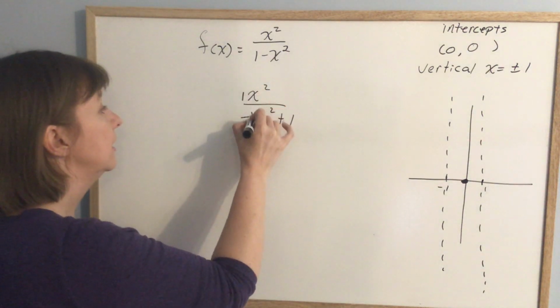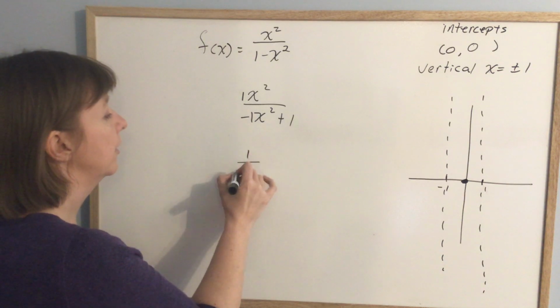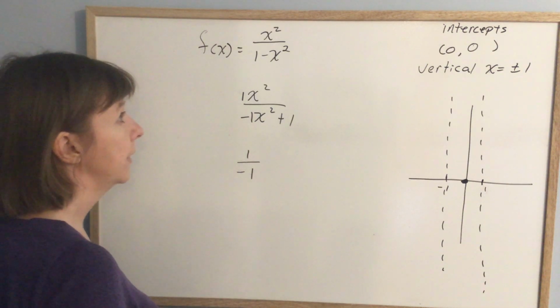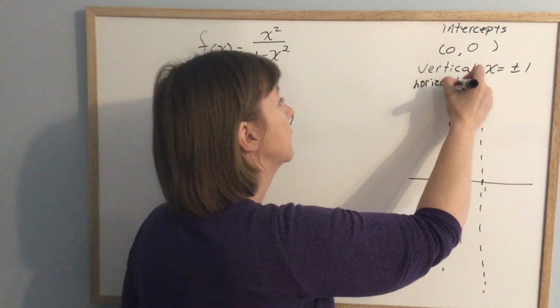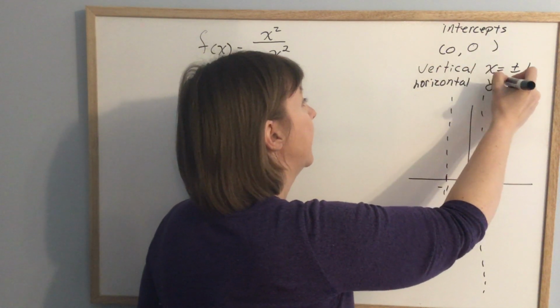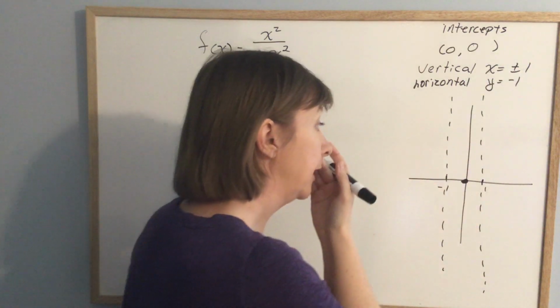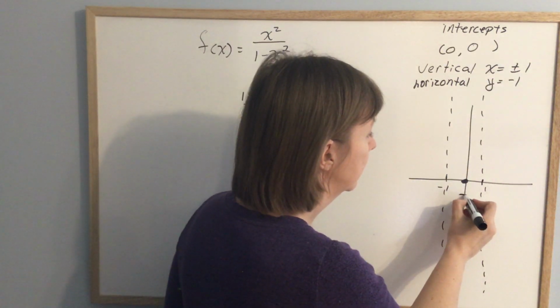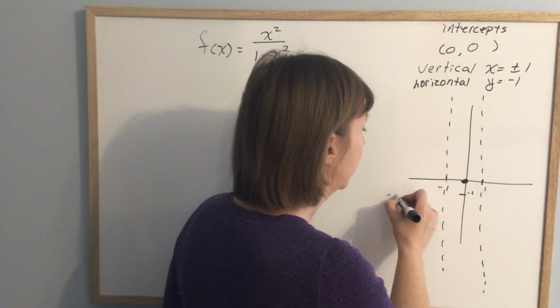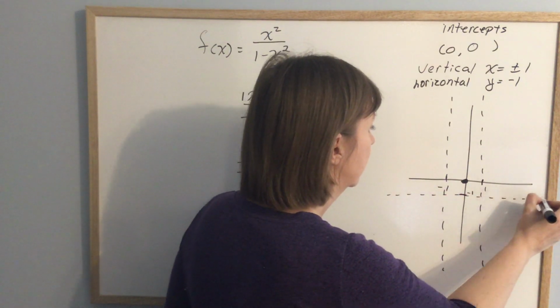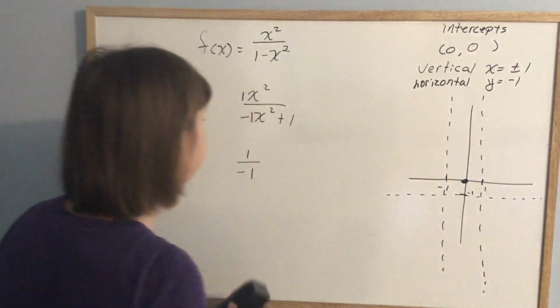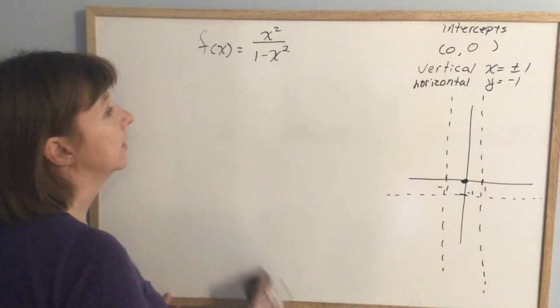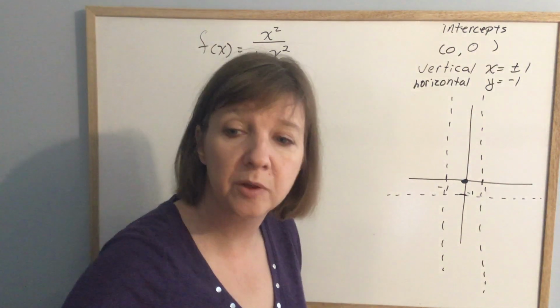So if I look at the leading coefficients, it's 1 over negative 1, which means there is a horizontal asymptote at y equals negative 1. So here, at a height of negative 1, there is a horizontal asymptote. Okay? So what else can I do with this?